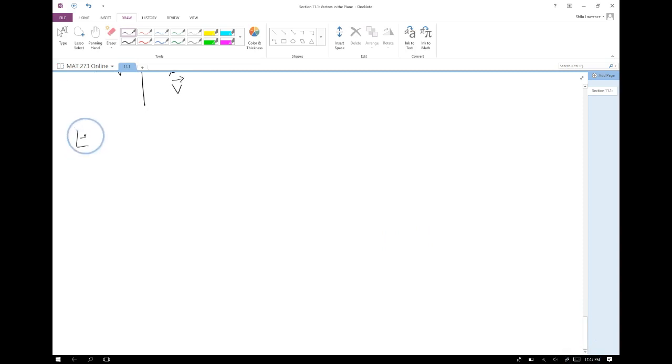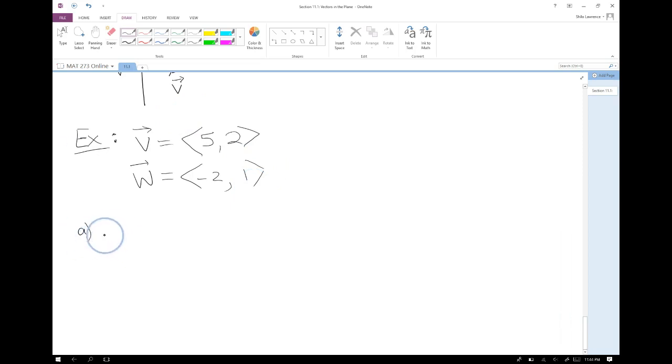So we're going to look at a quick example. We have vector v, which has components 5, 2, and vector w, which has components -2, 1.